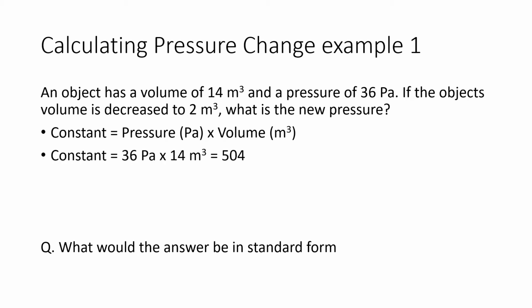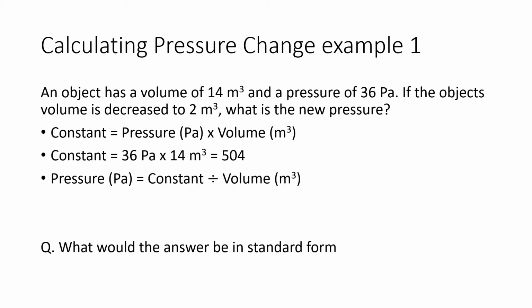What we then do is we multiply the original 36 pascals of pressure by the 14 meters cubed volume, which gives us a constant of 504. What that means is if we change the volume from 14 to 2, the pressure will change so that we end up with our 504 again.